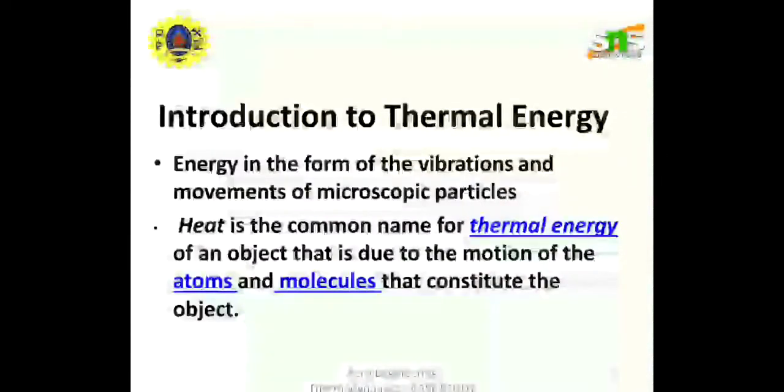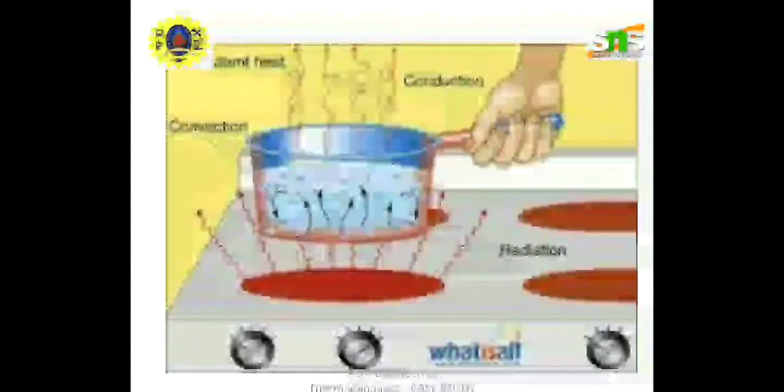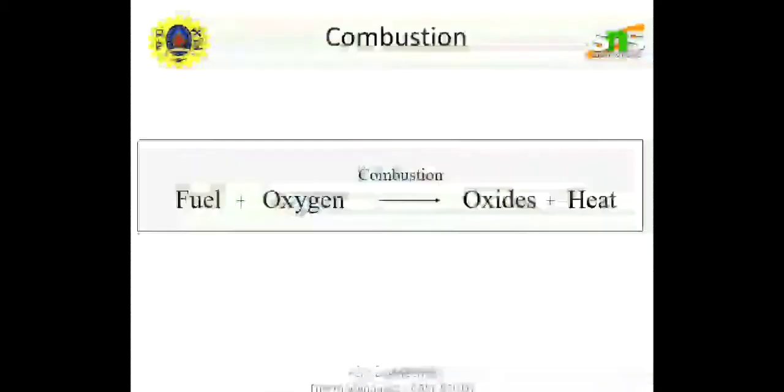Introduction to thermal energy. Heat is the common name for the thermal energy of an object that is due to the motion of the atoms and molecules that constitute the object, and energy in the form of the vibration and movements of microscopic particles. This is heat conduction mode. There is conduction, convection, and radiation. How latent heat will be produced.